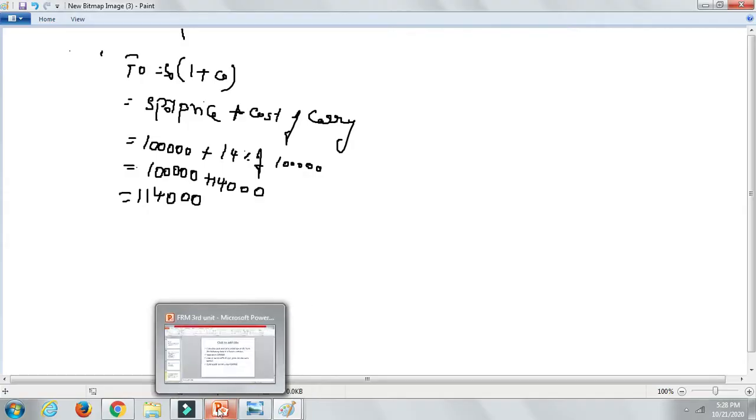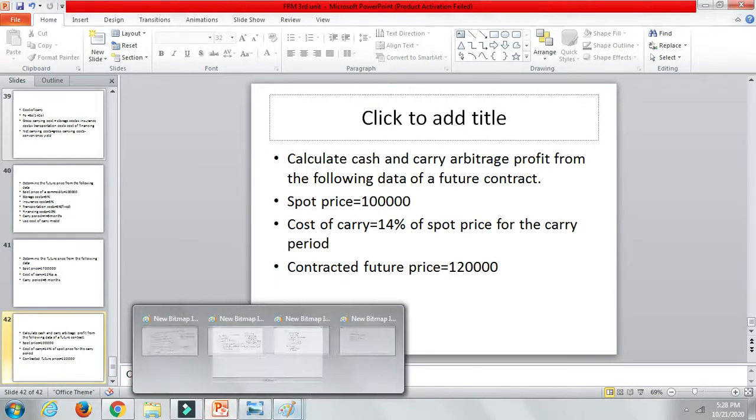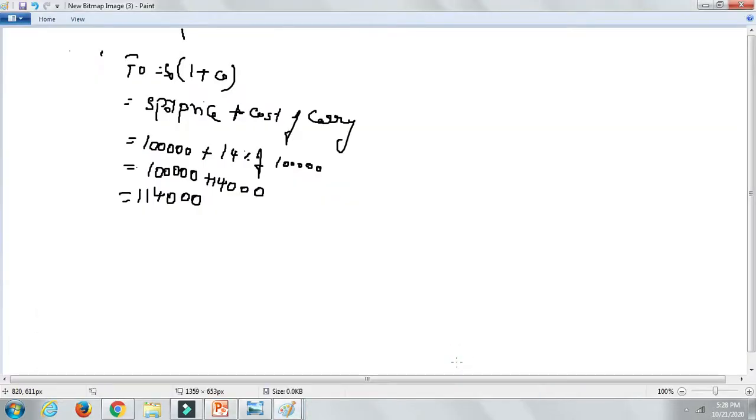1,14,000. But in the question, the contracted price, how much has he given? 1,20,000. So the difference is nothing but the profit, isn't it? The contracted future price that has been given in the question is one lakh 20,000. So now he is asking us to calculate the cash and carry arbitrage profit.